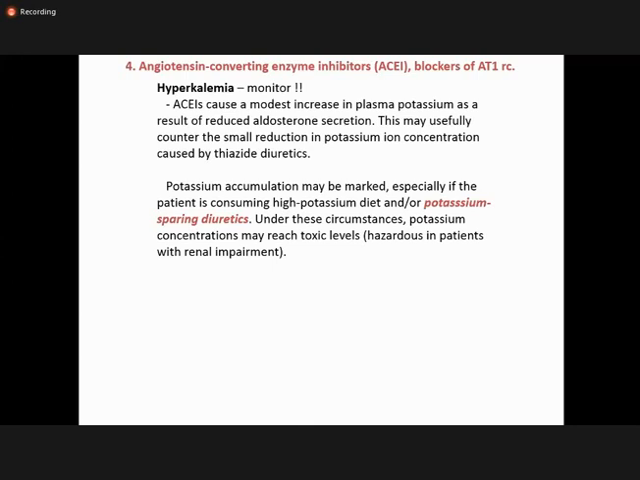Angiotensin converting enzyme inhibitors cause a modest increase in plasma potassium as a result of reduced aldosterone secretion, and this may usually counter the small reduction in potassium ion concentration caused by thiazide diuresis. Potassium accumulation may be marked, especially if the patient is consuming a high potassium diet or potassium-sparing diuretics. Important examples are spironolactone and eplerenone. Under these circumstances, potassium concentration may reach toxic levels, as it does in patients with renal impairment specifically.